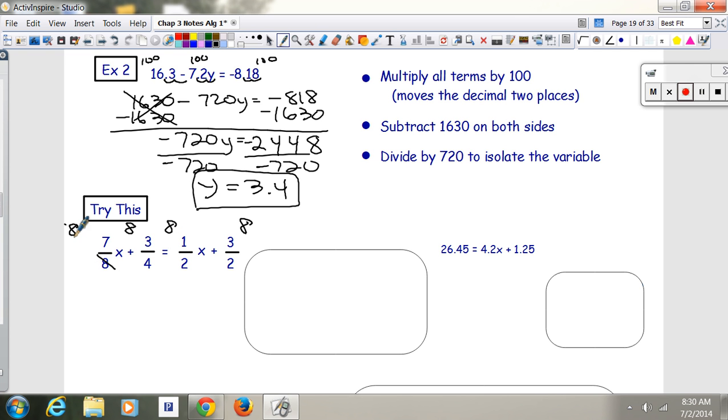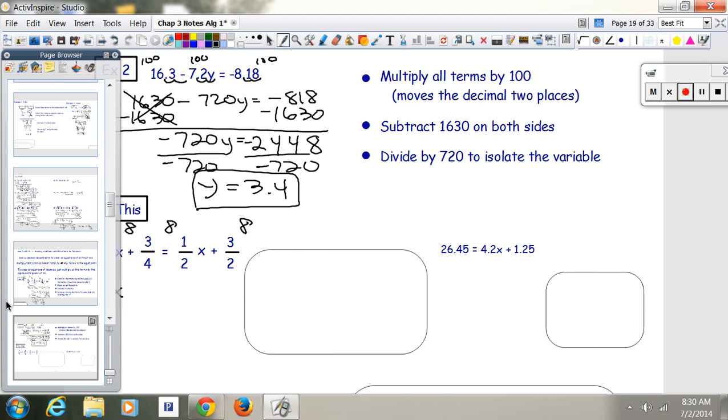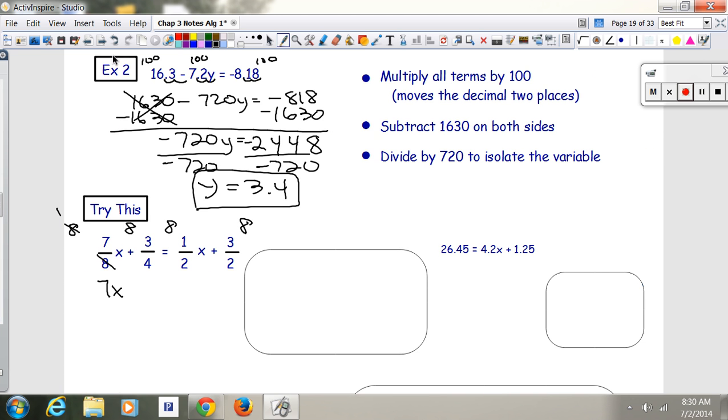And so 8 goes into 8 once. So you're going to leave 7x. 4 goes into 8 2 times. 2 times 3 is going to give you your 6. 2 goes into 8 4 times. So 4 times 1 will be 4x. And then 2 goes into 8 4 times. 4 times 3 is 12.